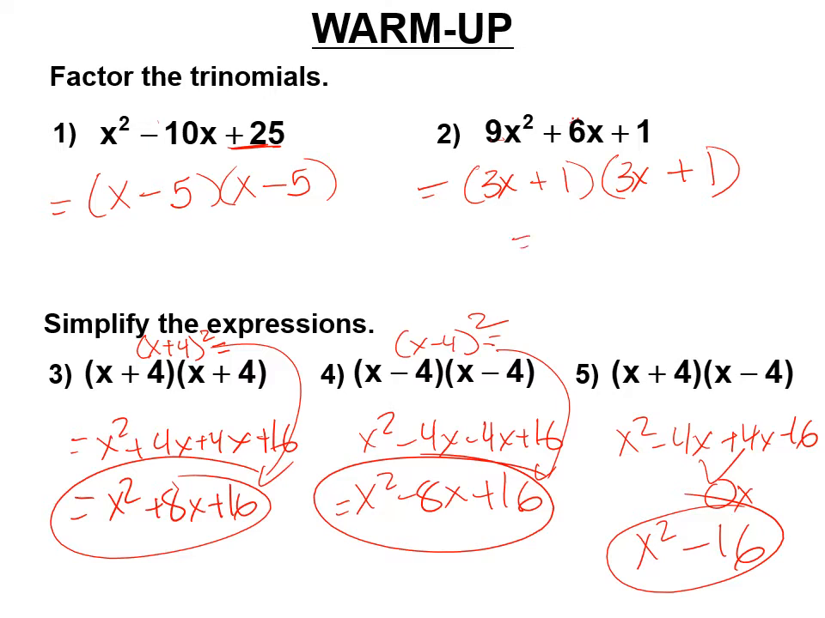And so another way to write the answer in number 2, right, because we're going to do numbers 3, 4, and 5 backwards today, we're factoring. Another way to write number 2's answer would be 3x plus 1 squared. Another way to write number 1's answer is x minus 5 squared.